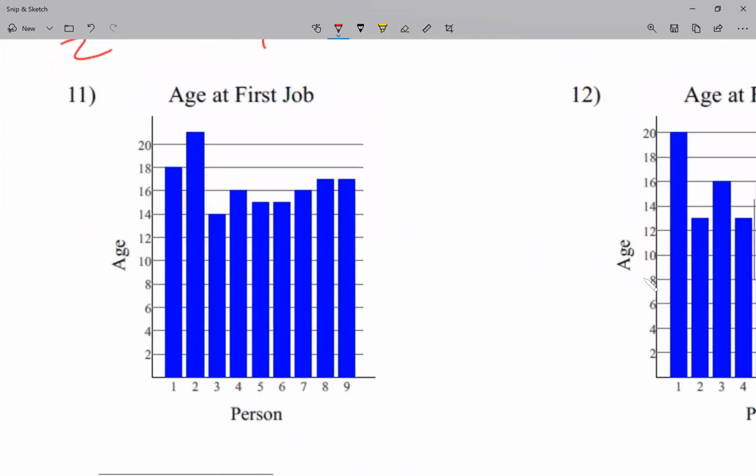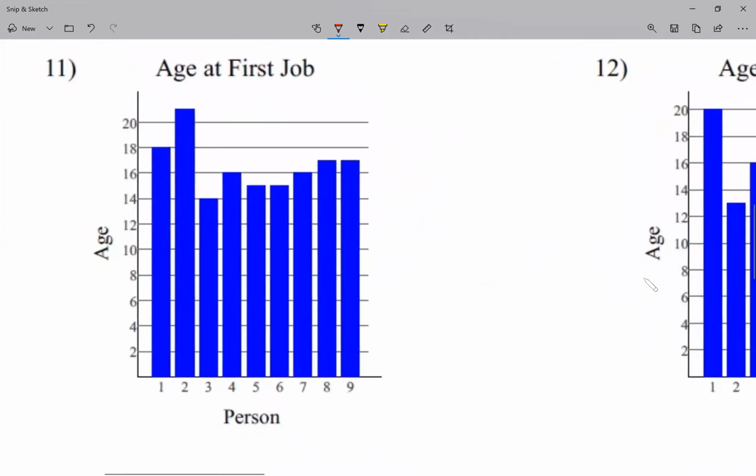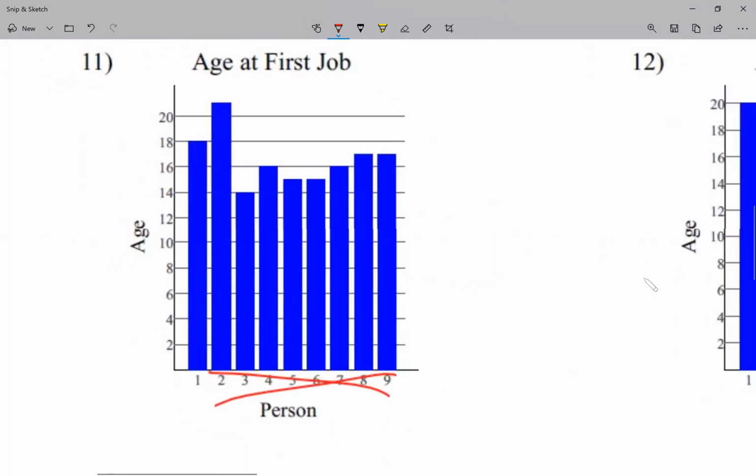When we deal with bar graphs, you might have numbers at the bottom, or you might even have names. In this case, we have numbers. Let's say person 1, person 2, 3, 4, 5, all the way through 9. I'm not interested in those numbers. I'm interested in the numbers on the side, in this case, the left side. My first graph goes up until 18, so I'm going to say my first number is an 18.